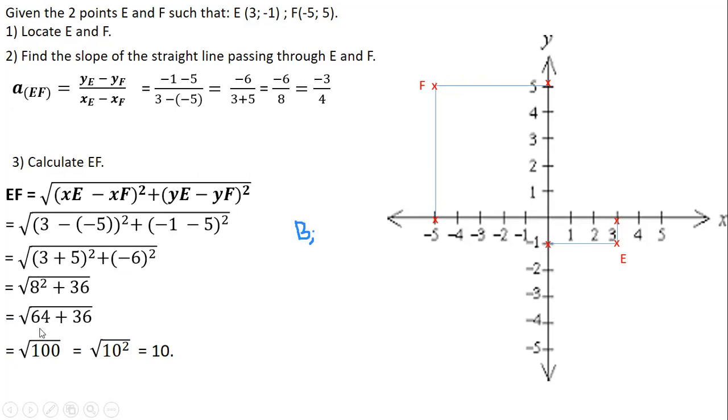Here, the answer of the radical should be simplified, as I taught you before. 100 can be written as a perfect square, 10 squared, so the square cancels the radical, then the measure of EF is 10. Please solve this exercise again to practice all we learned in lecture 1. This is most of the important things that we learned together in lecture 1.